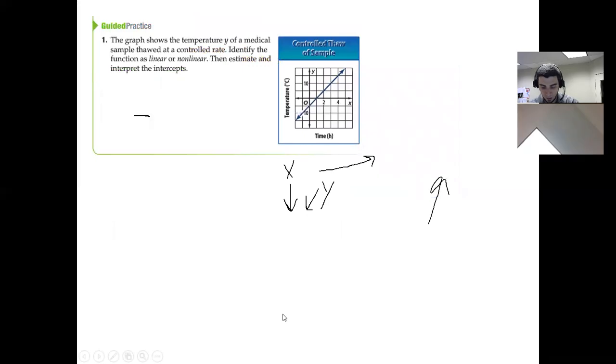Okay, so this graph shows the temperature, y, of a medical sample thawed at a controlled rate. Identify the function as linear or nonlinear, then estimate and interpret the intercepts of the graph. So here is the graph of the function, and the temperature is modeled by y, that's degrees Celsius, and the time is modeled by x, which is in hours. Go ahead and pause the video, answer the questions, and hit play when you're ready.